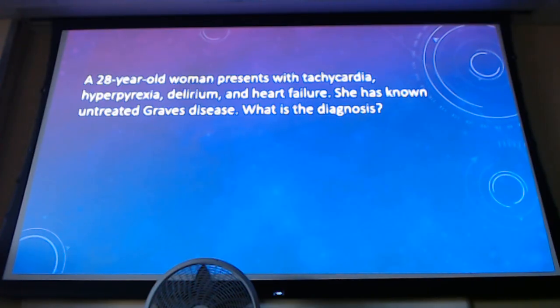Alright, 28-year-old woman presents with tachycardia, hyperpyrexia, delirium, and heart failure. She's known to have untreated Graves' disease. What's the diagnosis? What is she in? Thyroid storm. Thyroid storm. Good.